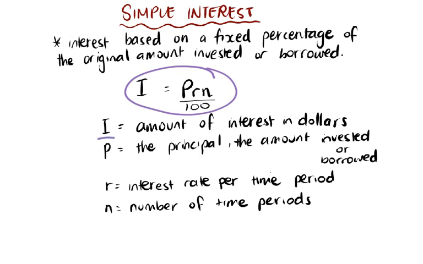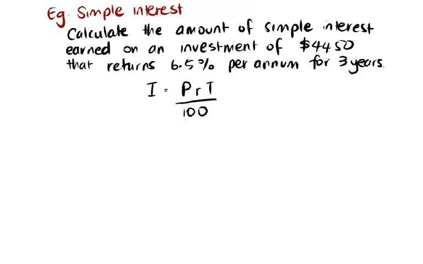of interest in dollars, P is the principal amount, or the amount that's originally invested or borrowed, R is the interest rate per time period. Sometimes it may need to be recalculated if it's for per month or per year, depending on the question. And lastly, N is the number of time periods. So that will also be indicated in the questions. We're going to go through a few examples where we use this formula.